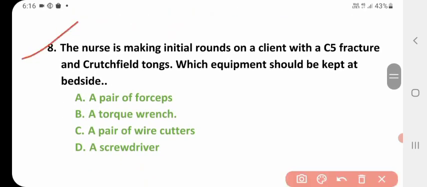Question number 8. The nurse is making initial rounds on a client with a C5 fracture and crutchfield tongs. Which equipment should be kept at the bedside? A pair of forceps, a torque wrench, a pair of wire cutters, a screwdriver. Should we keep a torque wrench at the bedside? Option B is the right answer.